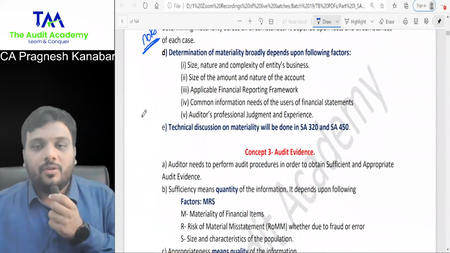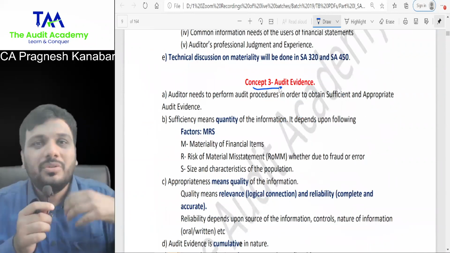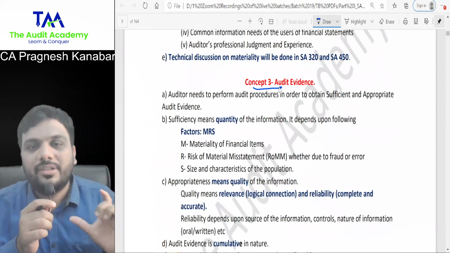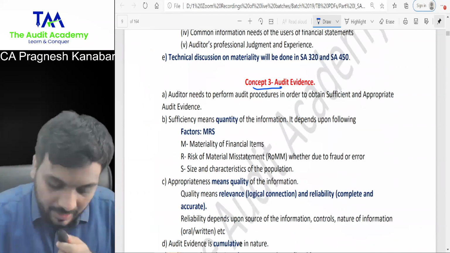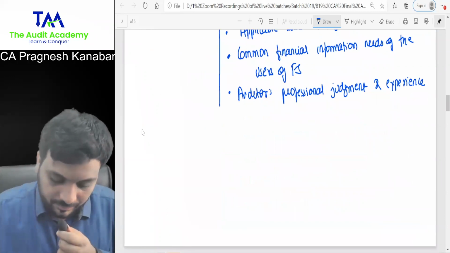All right. Now look at this concept number 3. Audit evidence. Come on, these are some terms which I want to clear so that later on there is no problem. All right. Concept number 3, audit evidence. Write down, everyone.